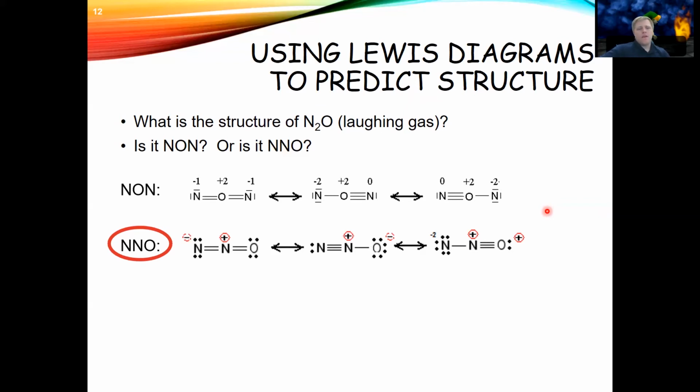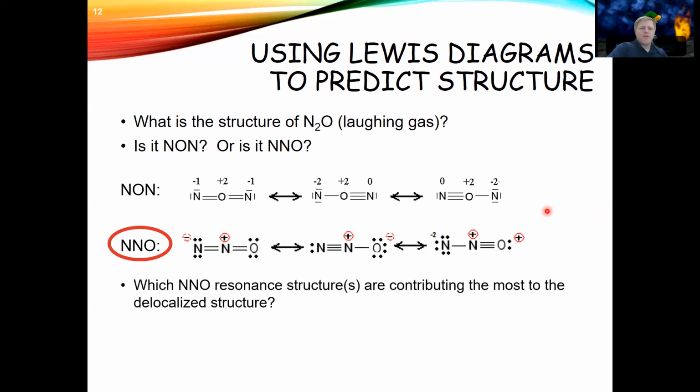And then we can take this a step further, though, and say which of our NNO resonance structures, so which of these resonance structures are contributing the most to the delocalized structure? Well, the most important structures are going to be the ones with lowest formal charge on most things. So this far right guy has a -2 on that nitrogen and a plus on the central nitrogen and a plus on that oxygen. So that's not going to be very favorable. These other two each just have a single positive and negative charge. So these two are going to be more favorable.